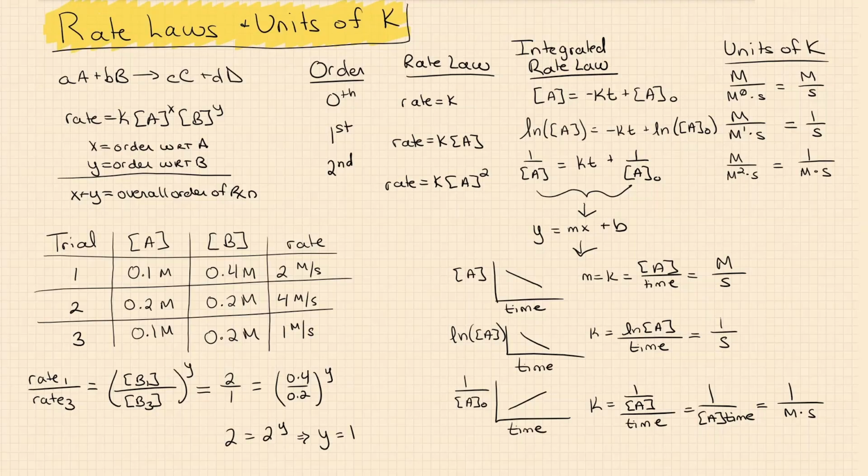How can we determine the order of a reaction and the units of K from our rate law equations? Let's find out. Rate laws are the way the rate or speed of a reaction depends on the concentration of the reactants. For example, consider some reaction with reactants A and B.